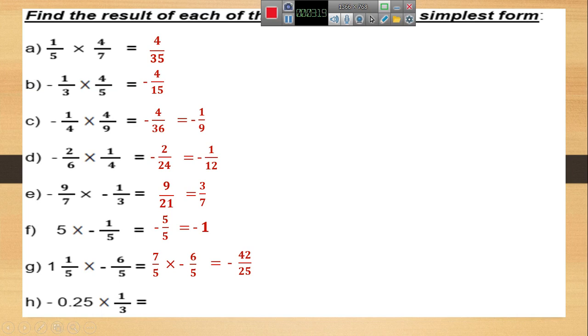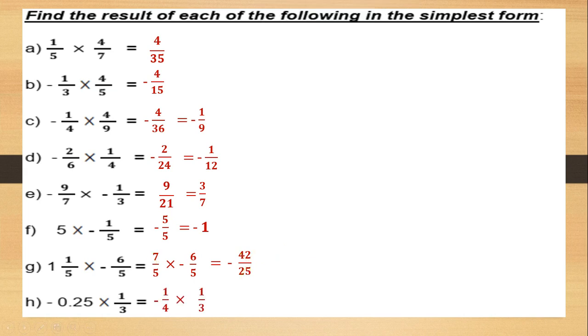Let me write this question one more time. Okay, so here this is 1, this one is 0, negative 0.25 times 1 over 3. We will make it as a fraction. Okay, then negative 1 over 4 times 1 over 3, we will get negative 1 over 12.